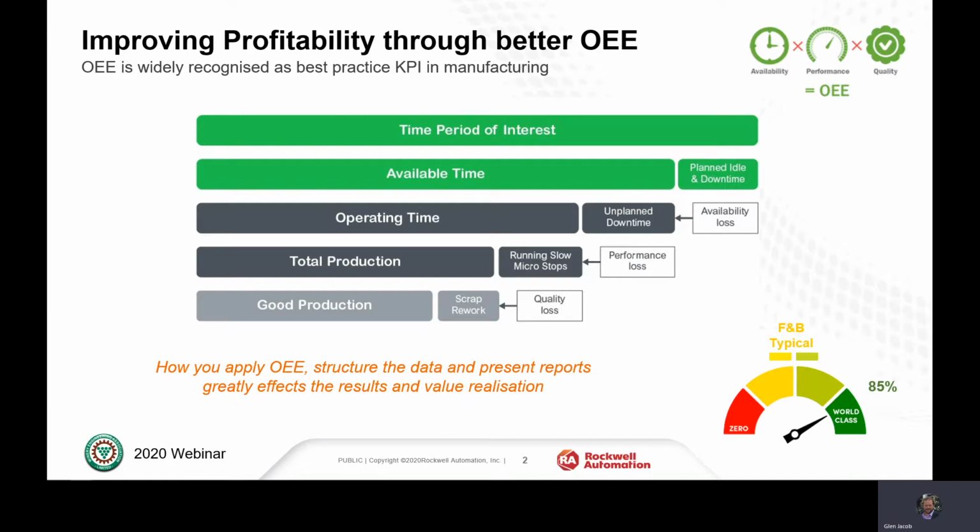But where the real value comes in from OEE and an OEE system is when it allows you to understand and gives you insights as to where the losses are on the line, the availability losses, performance losses, and quality losses. And experience tells us that how you apply OEE, how you collect and structure the data, and how you present the information to the various stakeholders greatly affects the results and the value you get from applying OEE.